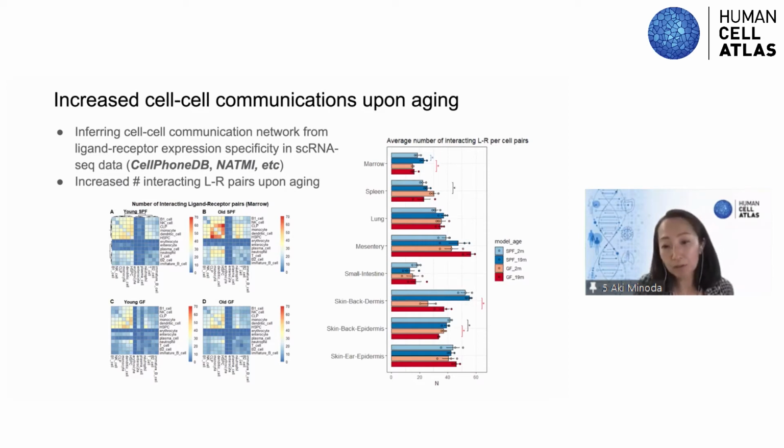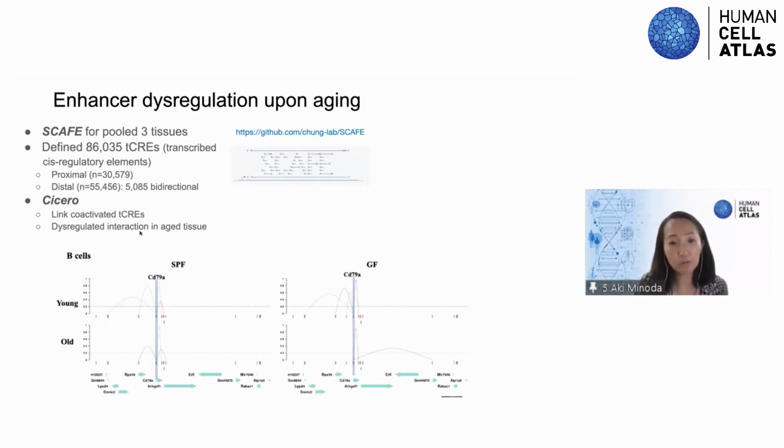I'm running out of time, so I'm just going to mention one thing, which is that we are also using SCAFE, as Jay mentioned, to look at the transcribed regulatory elements. For the 5' data sets, Ren Chen and Tommy ran Cicero, a tool originally developed for chromatin accessibility. We tried it on the 5' data set and it seems to work well. The prediction of enhancer usage appears to be changing with age, but also with the germ-free.